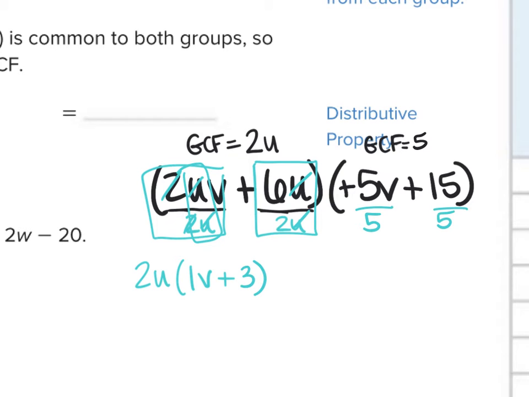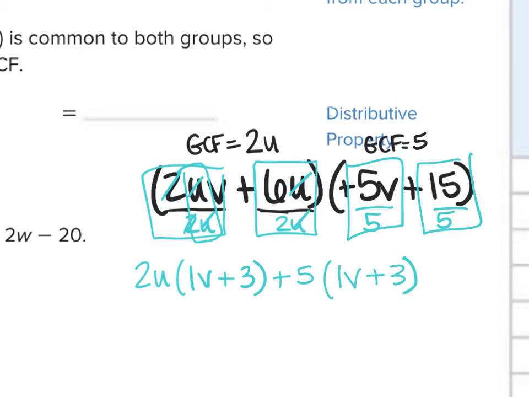Okay. Should I put plus 5 or minus 5 for my greatest common factor? Plus, because it was positive. So plus 5, parentheses. All right, Grant, divide this one. What's 5v divided by 5? 1v. Yep. Okay, Priscilla, what's 15 divided by 5? 3. Close your parentheses.